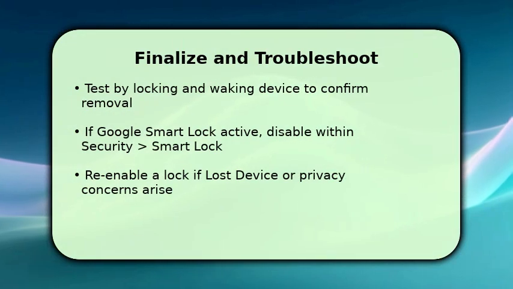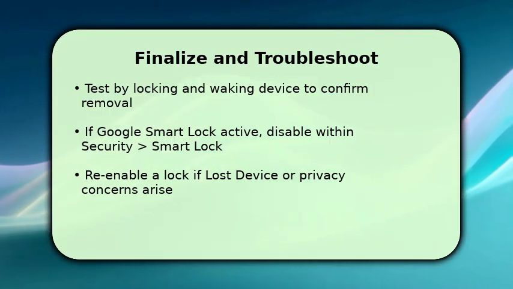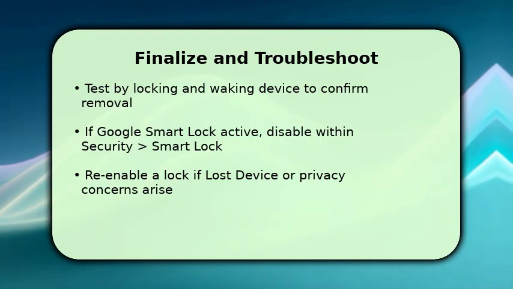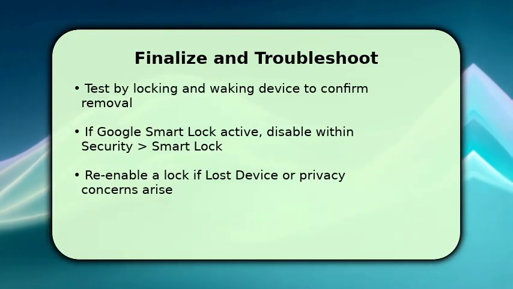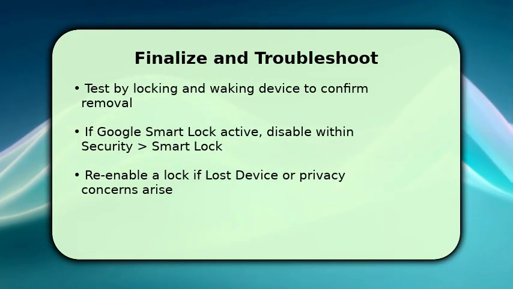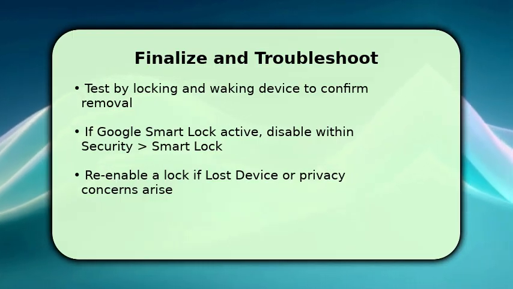Once you've removed the lock, immediately test by locking and waking the phone to confirm it skips the lock screen. If it still prompts, check Google Smart Lock under Security. Turn off on-body detection or trusted places because they can override settings.